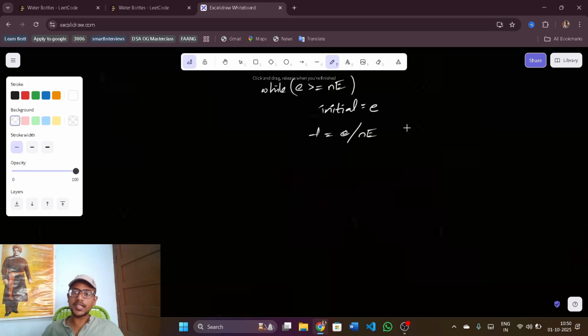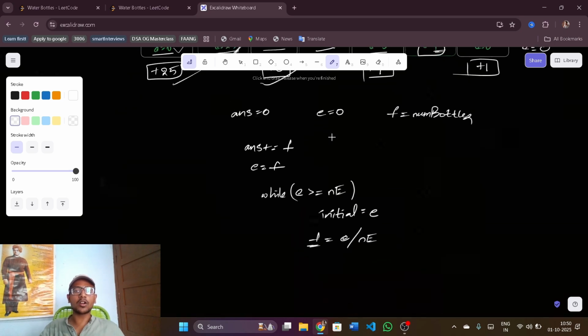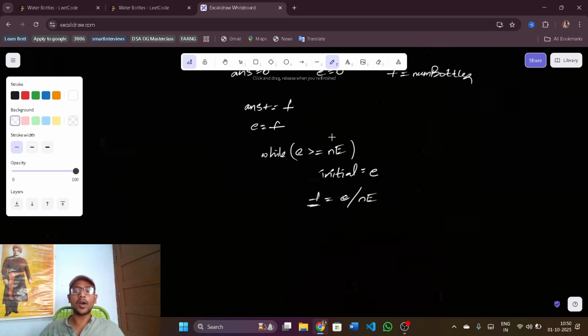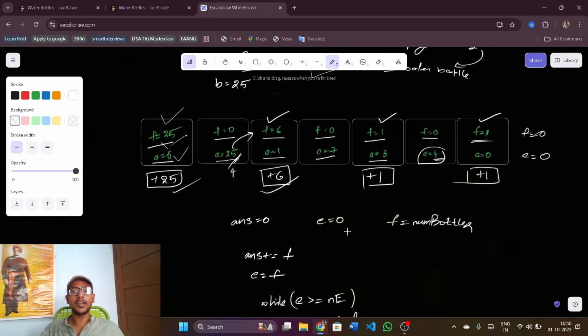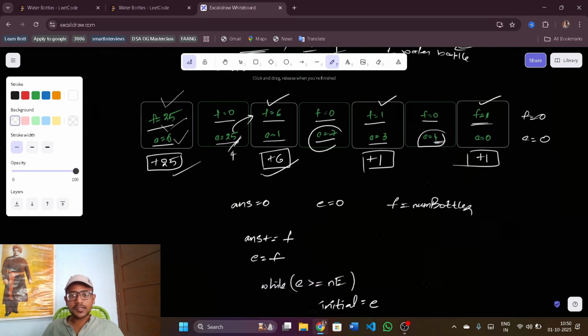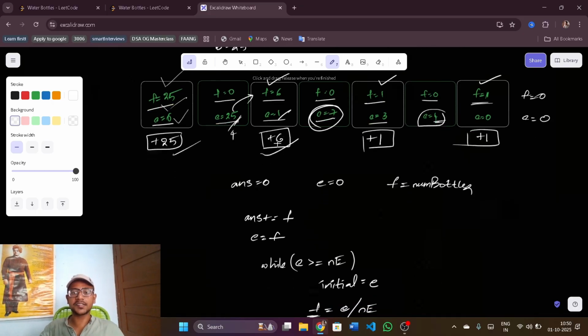Now I need to change the empty. How do I get the empty? But before getting empty, I have these filled water bottles, nothing but 6. So I'll add that 6, answer plus equals F. Now how many are empty? If you see, the empty I am considering should be 7, not just 1. So it will be 1 plus 6.